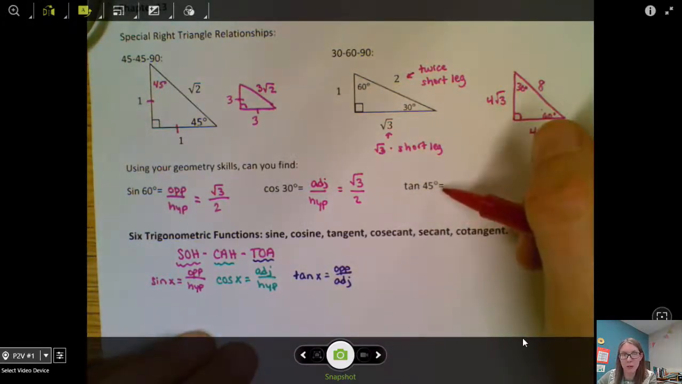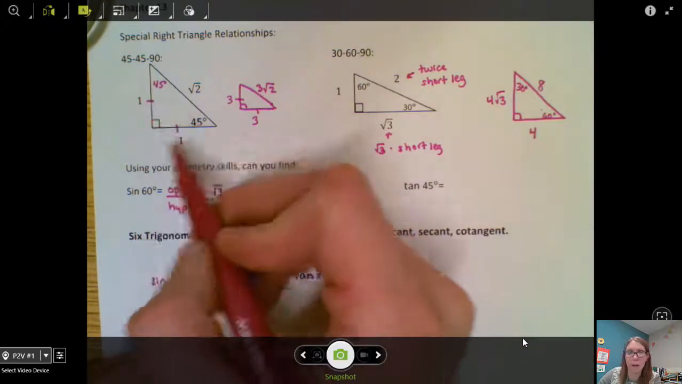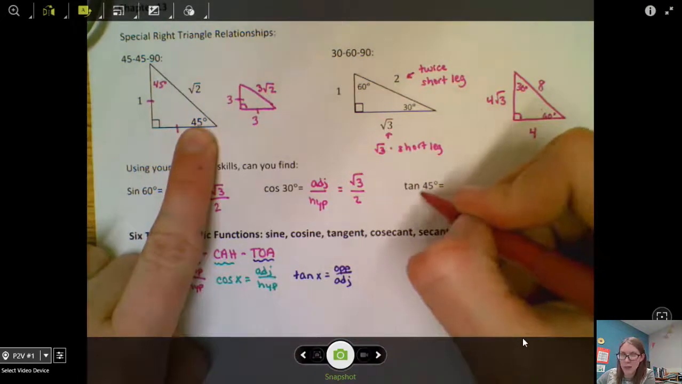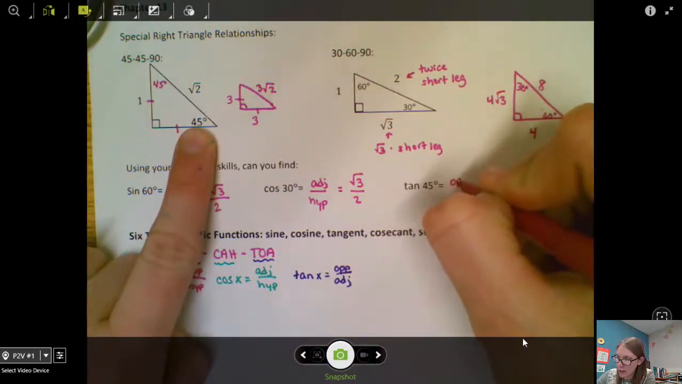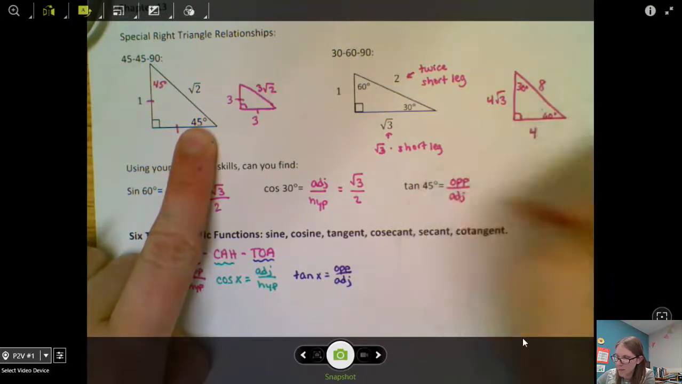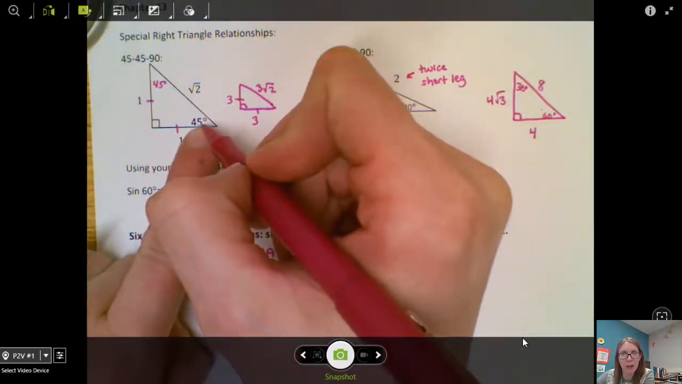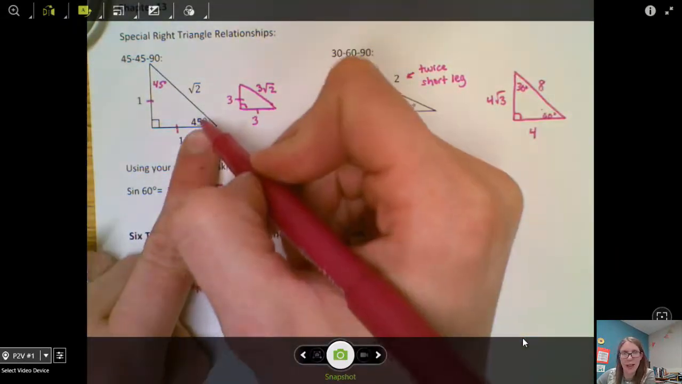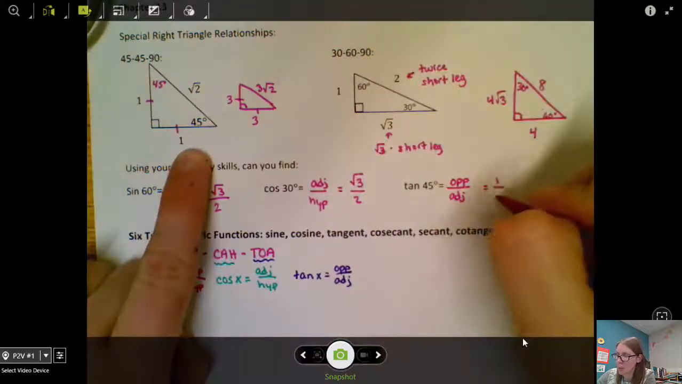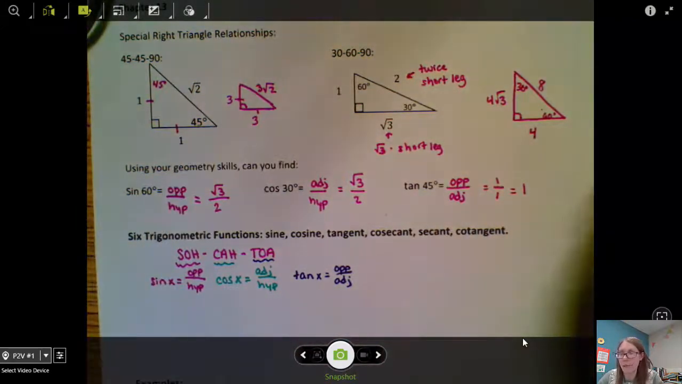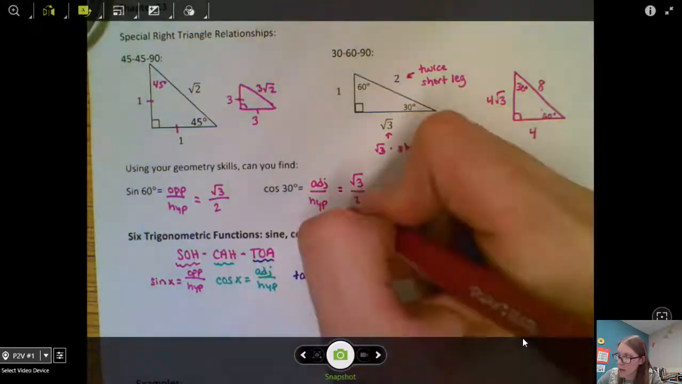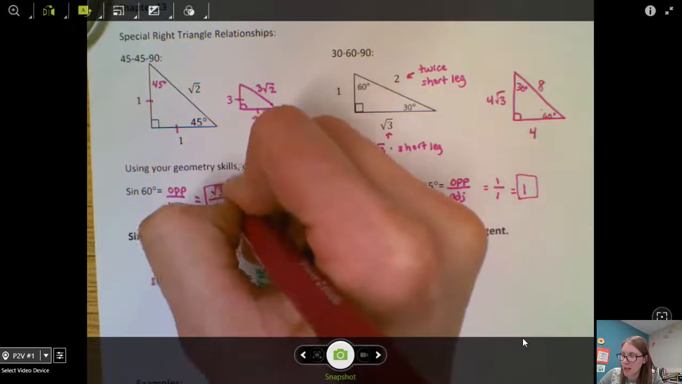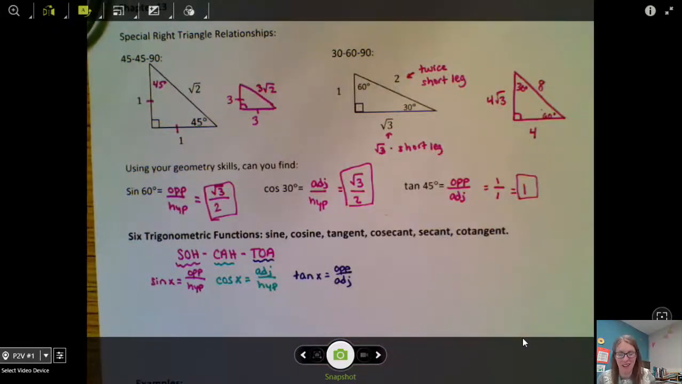And then the tangent of 45 degrees, let's look at our 45-45-90. If I pick this 45-degree angle, it really doesn't matter. Tangent is opposite over adjacent. My opposite side for my angle, across, is 1. The adjacent side, right next to my angle, is also 1. So 1 over 1, the tangent of 45 degrees is 1. So this is just our introduction to our trig functions and a little recap of geometry as we go.